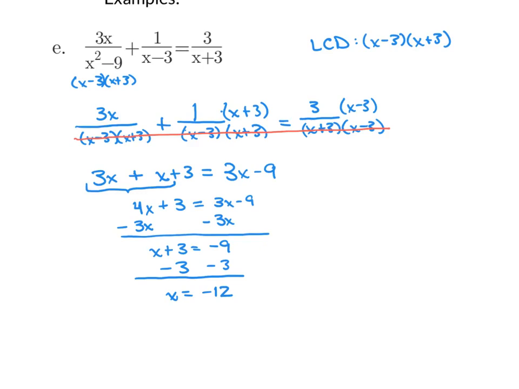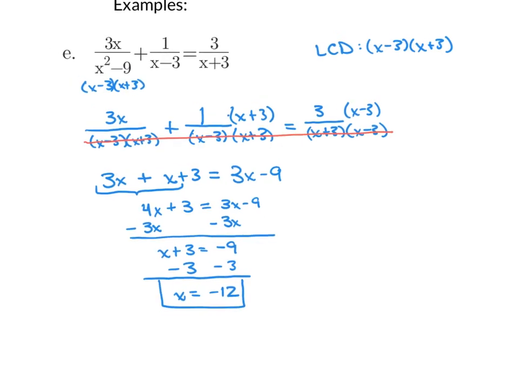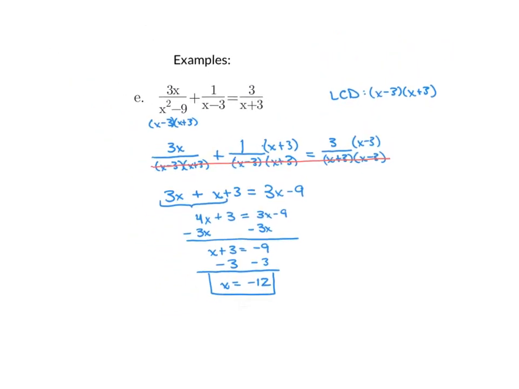All right, if we check this, negative 12 squared minus 9, is that going to be equal to 0? The answer is no. Negative 12 minus 3, is it 0? No. Negative 12 plus 3, is it 0? No. And so we have that our solution is x equals negative 12. So this is the hard problem. Let's go ahead and look at some other ones that are going to be special cases.